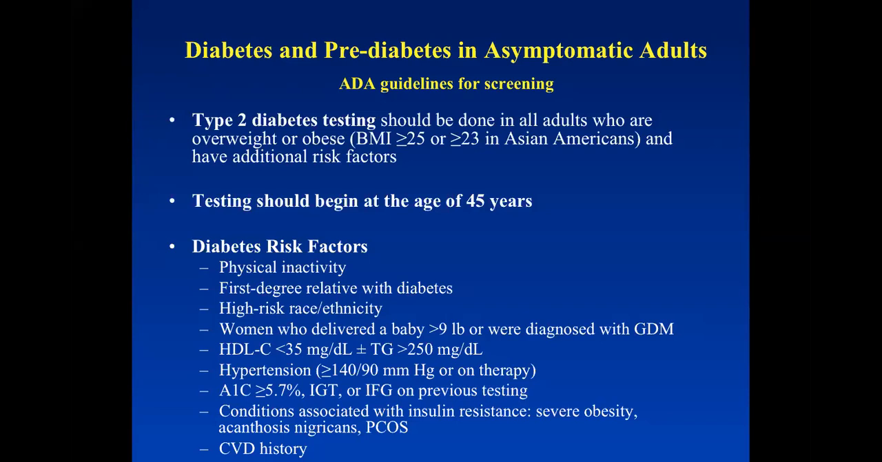Now screening, you don't usually do screening before that, but after 45 years, if the patient is obese and has the following risk factors, they should be screened for diabetes. So these are the risk factors. Almost anybody can fall into that actually. Physical inactivity, first-degree relatives with diabetes, high-risk ethnicity, like Asians are at higher risk. Okay, and so on. So this is the list of risk factors that you should bear in mind to screen for diabetes.